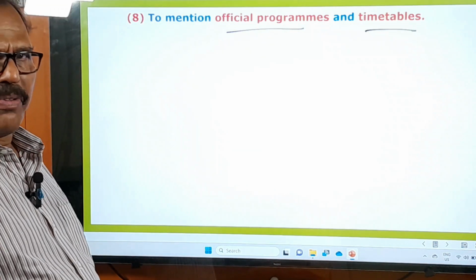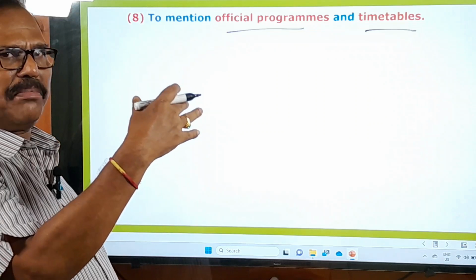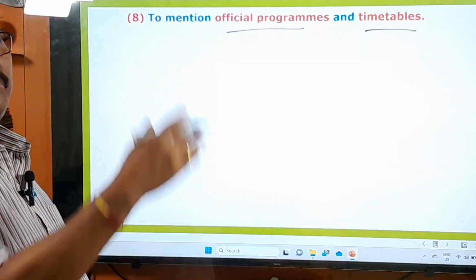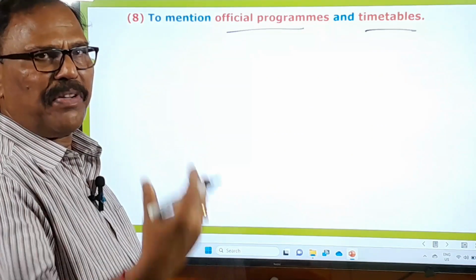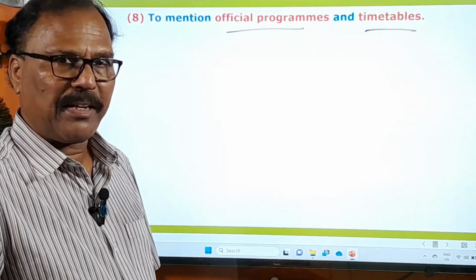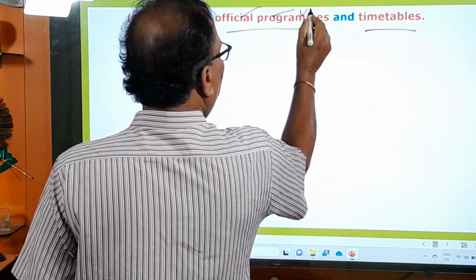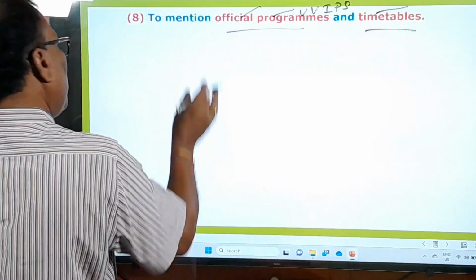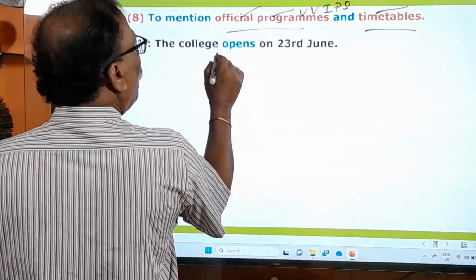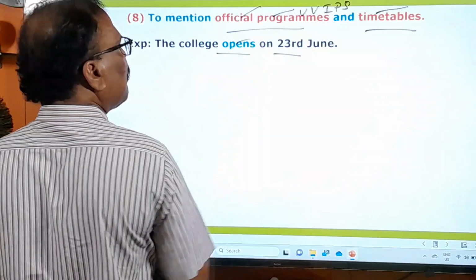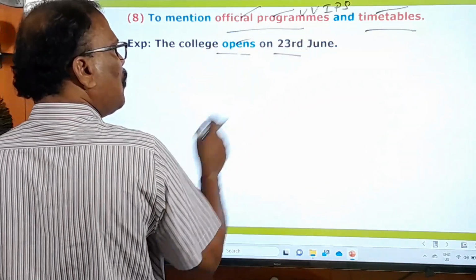Official programs, you know very well. CM KCR has visited Palamur something, you know. Narendra Modi comes to Hyderabad. Amit Shah comes to Hyderabad. They are all VVIPs, so their schedule will be there. So to indicate the official programs of some VVIPs and timetables also, we have to express them only in the simple present. How? Let us see that. The college opens on 23rd. It's a timetable. It should be expressed in the simple present. The college opens on 23rd June, right?